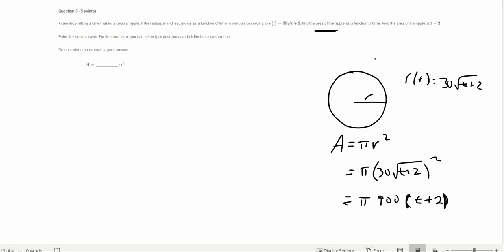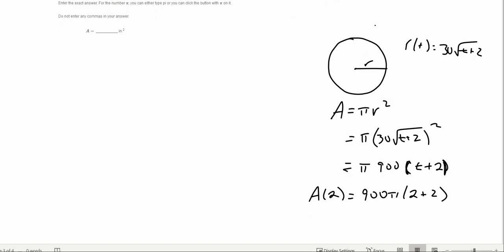Then find the area when t equals 2. So if we evaluate the area at 2, we're going to have 900 pi times 2 plus 2. So let's see, 900 pi times 4. That would be 3,600 pi. And it says the exact answer, so leave pi in there. Don't use 3.14 or anything like that, because those are just approximations.